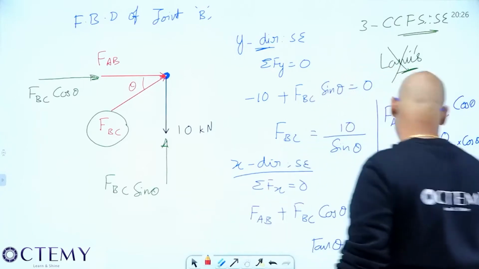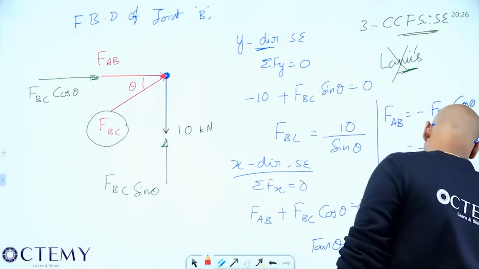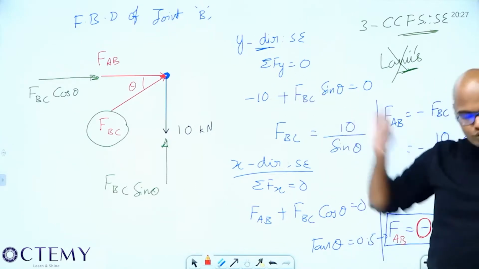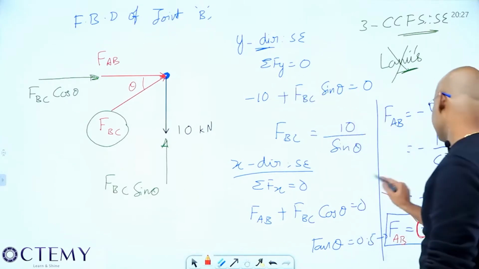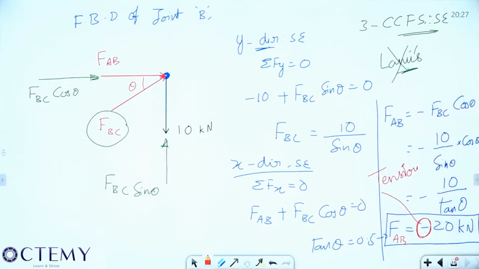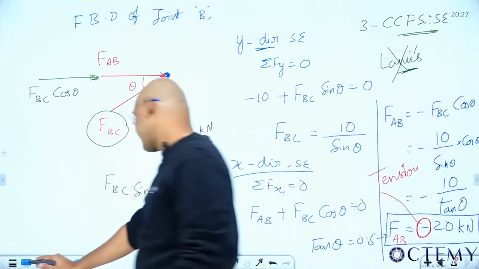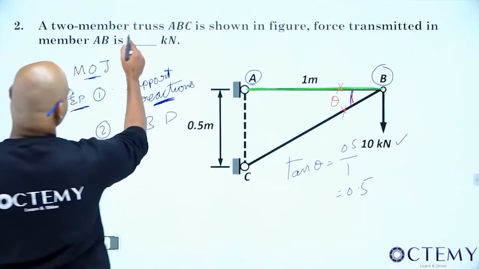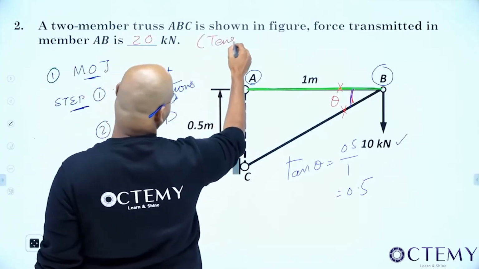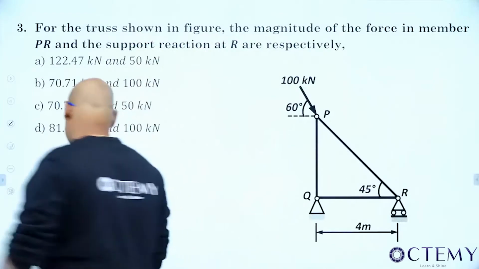Listen. What did I get? This is FAB. What I got? Minus. What's the meaning of minus? My assumed direction is wrong. Don't check what I have taken and all. Directly I'll say positive is compression, negative is tension. My assumed direction is wrong and it is in tension. So what's the answer? The load transferred to FAB is 20 kilonewtons tension. He didn't ask for the sign; if he asks, we can say tension. Are you okay?